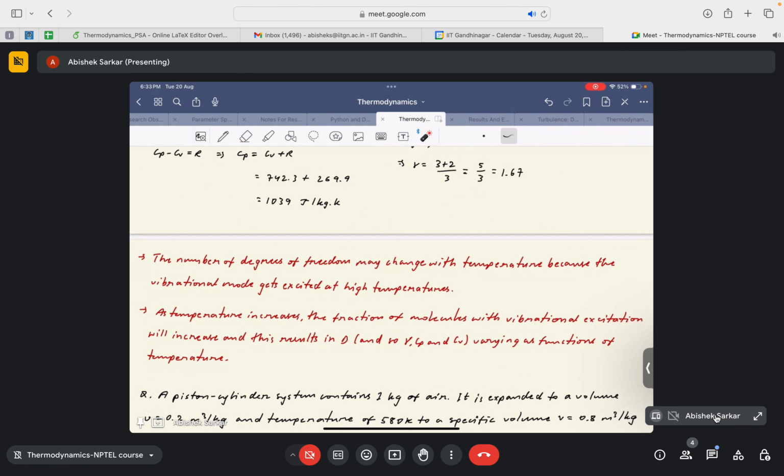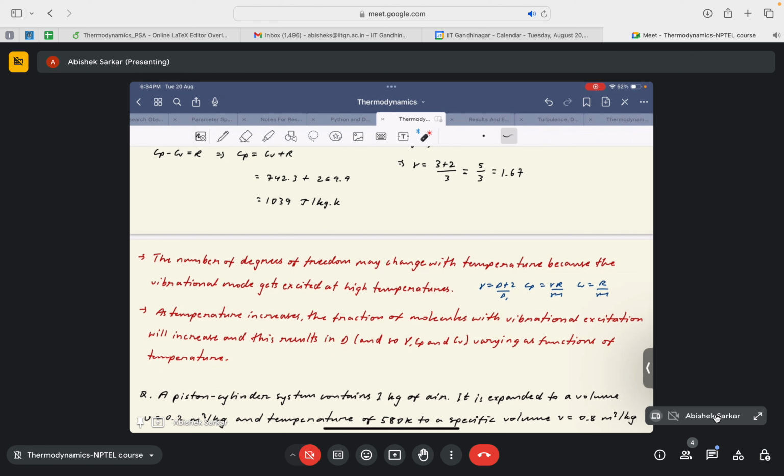Since we already know that gamma is equal to (d plus 2) by d, and Cp is equal to gamma R by gamma minus 1, and Cv is equal to R by gamma minus 1, we can clearly see that both Cp and Cv depend on gamma, and gamma itself depends on the degrees of freedom. So as temperature increases, the fraction of molecules with vibrational excitation will increase, and this would result in a change in the degree of freedom d, and that's why gamma, Cp as well as Cv vary as a function of temperature.